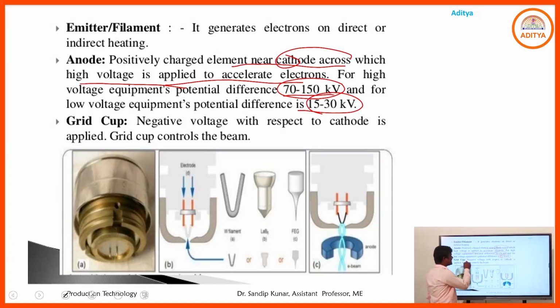Grid cup, that is a negative voltage applied with respect to the cathode. Grid cup controls the beam. Means here the grid cup also controls the flow of the beam.